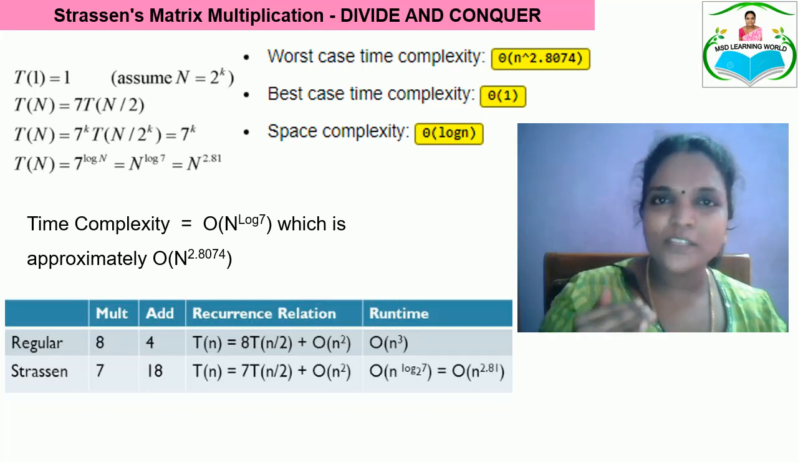So both the worst case and average case time complexity of this algorithm is order of n to the power of 2.8, whereas the space complexity, since it divides the number of elements to n by 2, is order of log n.